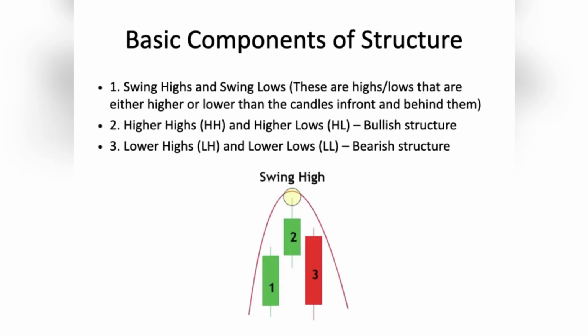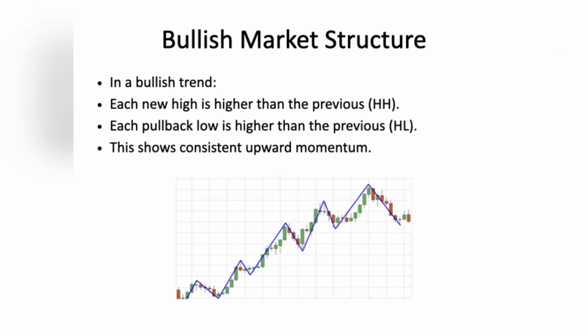Let's break down the building blocks. We have swing highs and swing lows. A swing high is a peak surrounded by lower highs on both its left and right. A swing low is a valley with higher lows on its left and right. From these points, we define the trend. A bullish structure is a series of higher highs and higher lows. A bearish structure is a series of lower highs and lower lows.